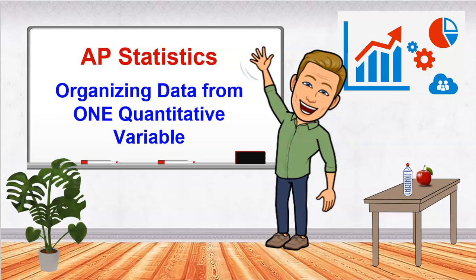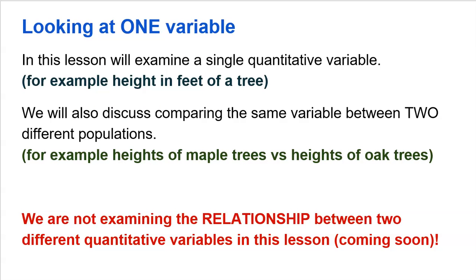In this video, we are going to focus on organizing data from one quantitative variable. All right, so in this video, we're going to specifically be looking at one quantitative variable. So an example could be looking at the height in feet of a tree. Height, it's a number, feet, it's a unit. Those are quantitative variables there.